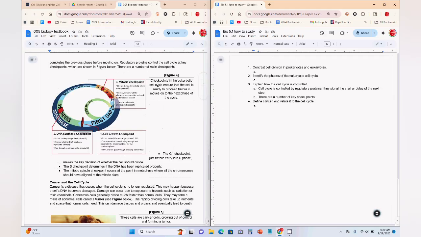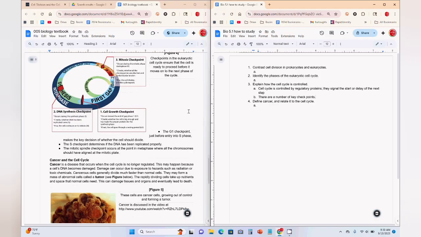All right? We look at the figure. Always look at the diagrams in a textbook. Checkpoints in the eukaryotic cell cycle ensure that the cell is ready to proceed before it moves on to the next phase of the cycle. All right? We kind of already have that, so I don't think we need to repeat it.